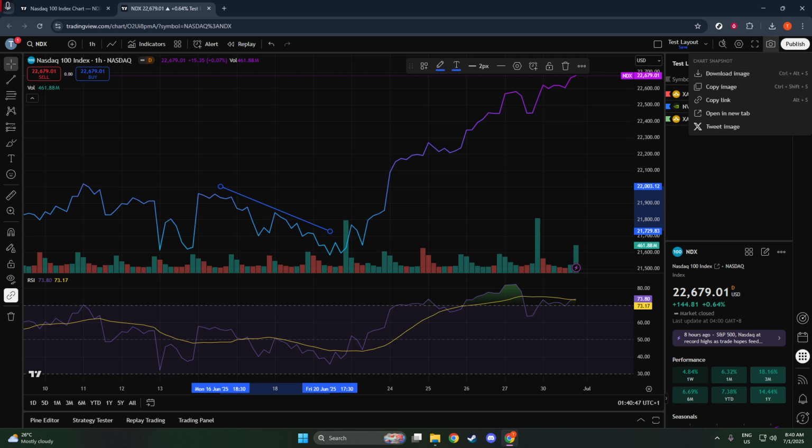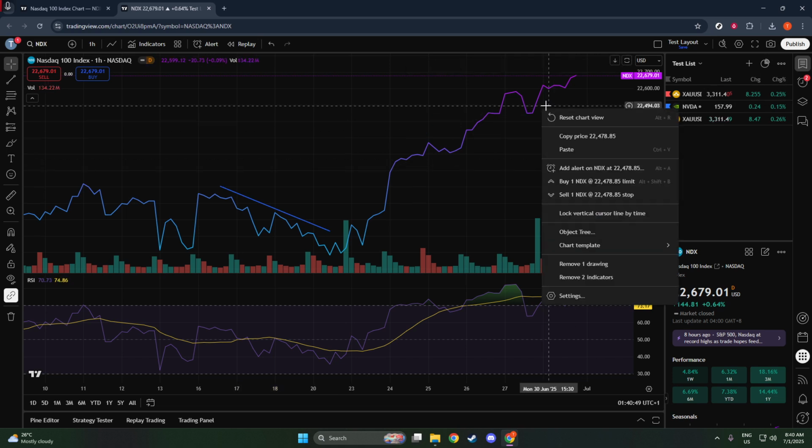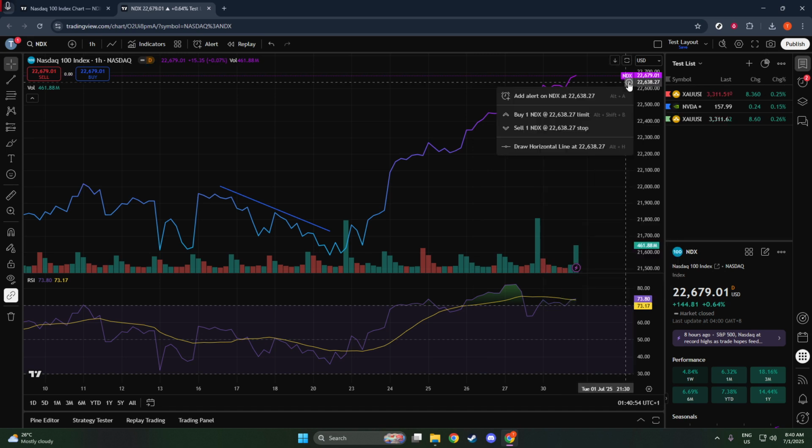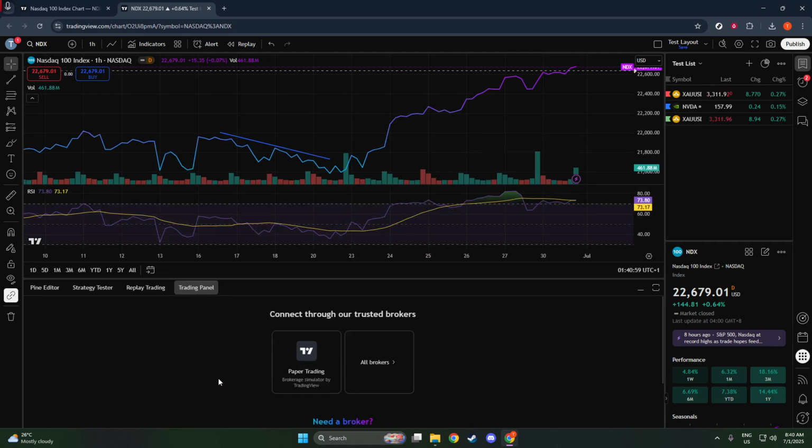You can also set up alerts and paper trade on TradingView. By clicking the plus sign on the price axis, you can configure alerts for specific price levels. This feature is especially handy for keeping an eye on critical market movements without constantly monitoring manually. With the paper trading feature, simulate trades and test your strategies in real time without risk.